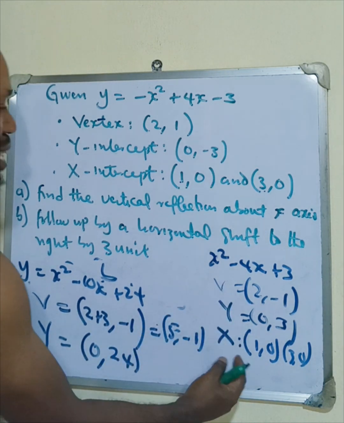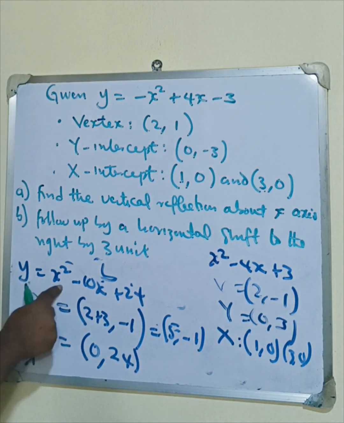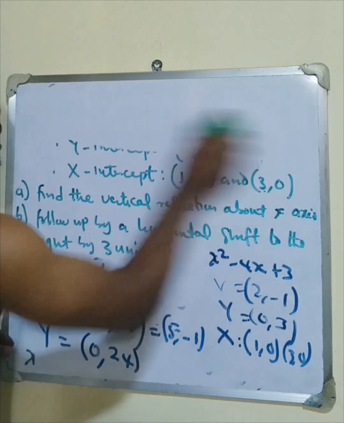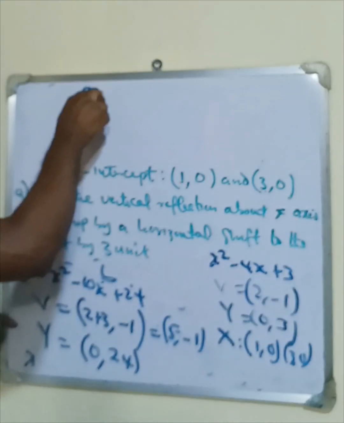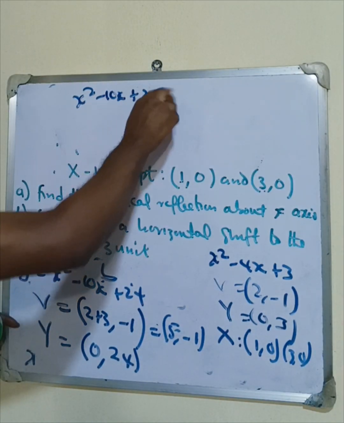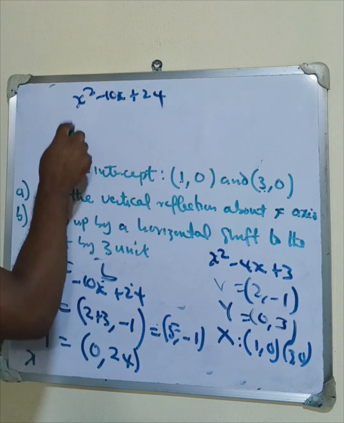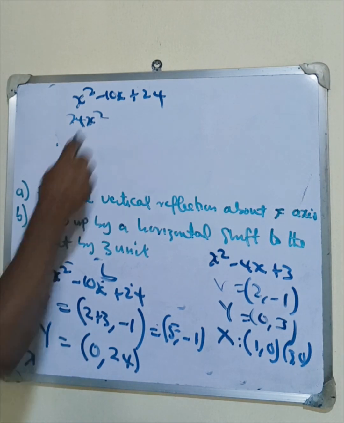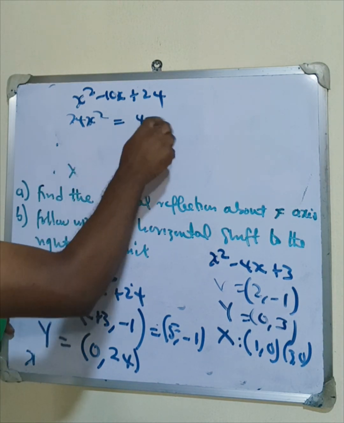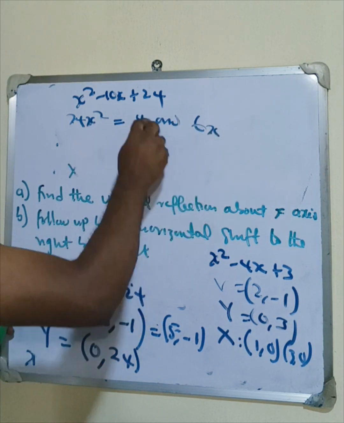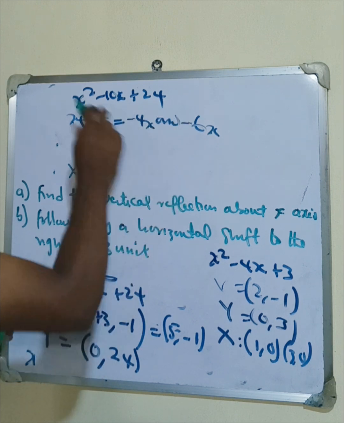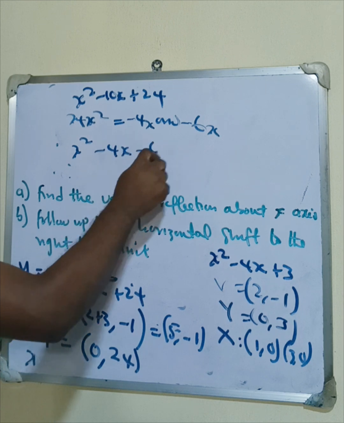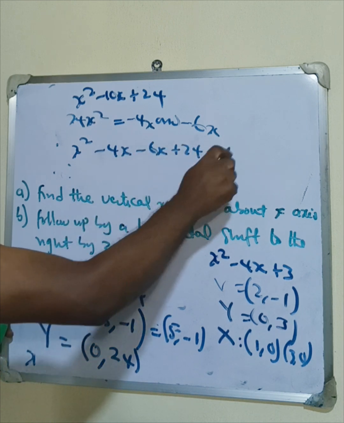Then the x-intercept simply means you have to solve this your latest equation. And the latest equation here is x squared minus 10x plus 24. So let's factorize it. So we're going to have x squared, 24. The two numbers that would give us minus 10 and 24 should be 4 and 6. Then you're going to put minus and minus to get minus 10. Then do your job. x squared minus 4x minus 6x plus 24 equal 0.